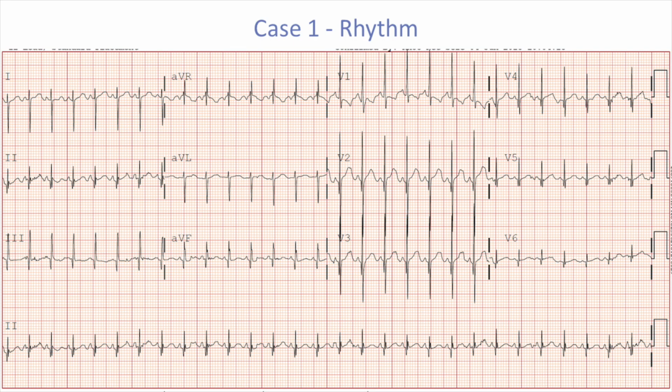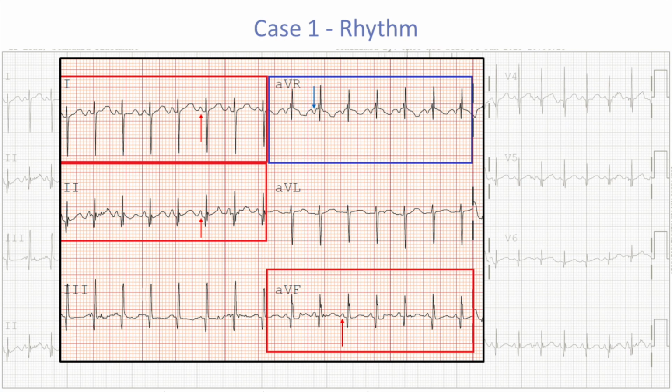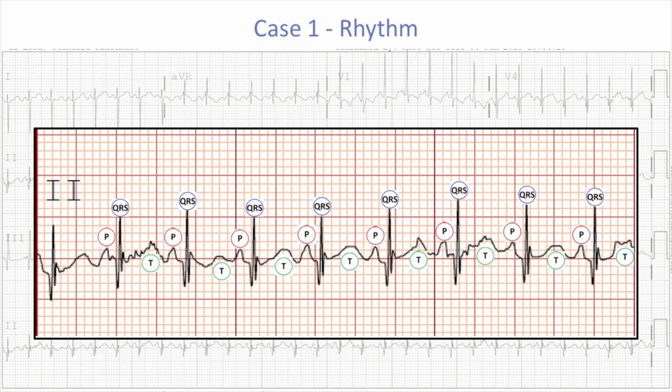Going back to our case, we see that there are upright P waves in leads 1, 2, and AVF and negative P waves in AVR, indicating a normal P axis between 0 and plus 90 degrees. Looking at the rhythm strip, we can see that every P wave looks the same and is followed by a QRS, and every QRS is preceded by only one P wave. Therefore, we can conclude that this is normal sinus rhythm as it fulfills all the criteria.